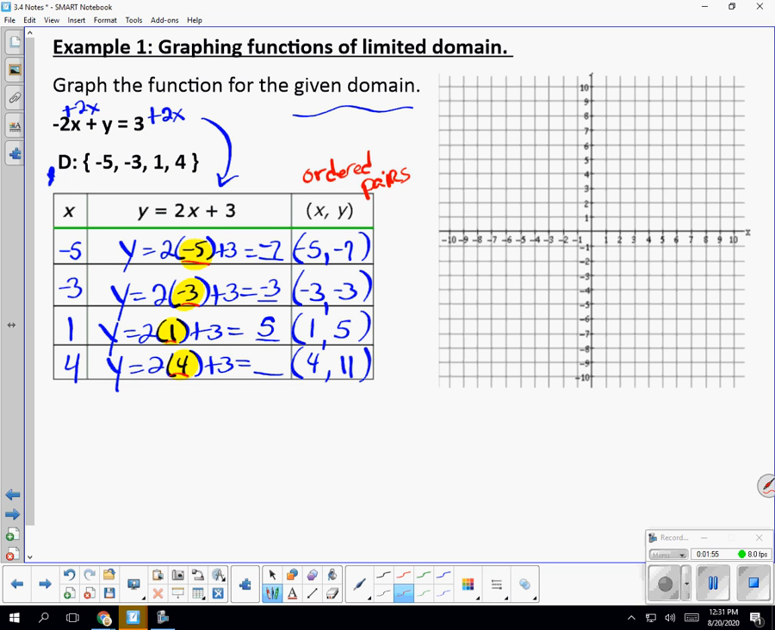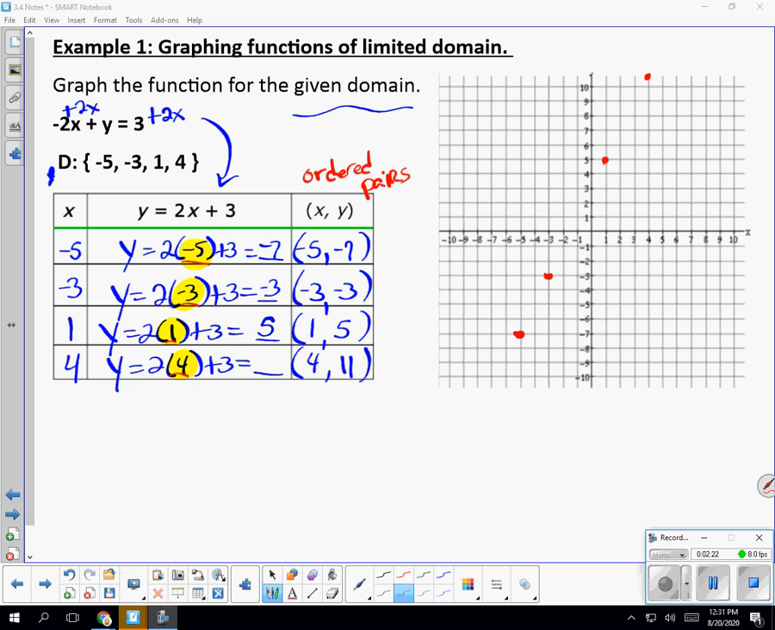as follows. And I'm going to go ahead and graph those points, and we'll see what that looks like on the graph. I'm going to go to -5 on the x-axis, and I'm going to go down to -7, which will give me a point right here in this area. And then I'm going to go to -3 on the x and -3 on the y, which will be here. 1 and 5, which will be here, and my last point 4 and 11, which is here.